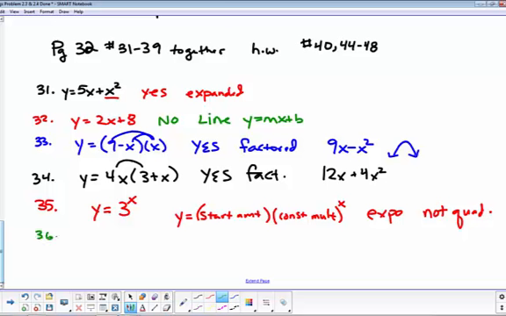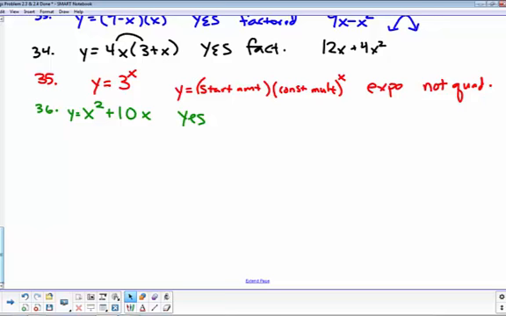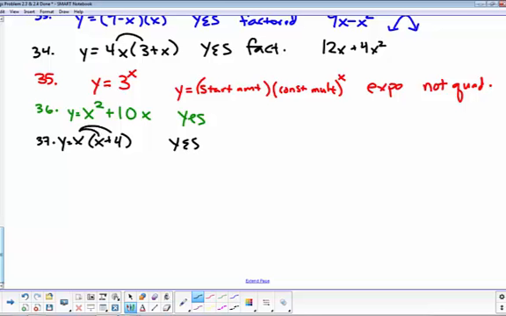36 is x squared plus 10x. That is quadratic. It's an expanded form. 37 is x times x plus 4. That is quadratic. If you want to FOIL that out or factor it out, you'd get x squared plus 4x.